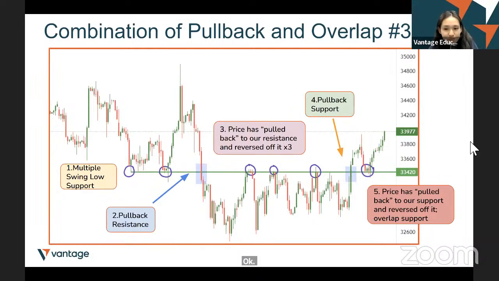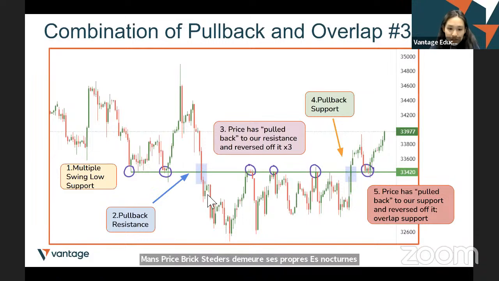Here's another example. Over here we have multiple swing low supports, as you can see from the two circles here. Once price breaks through this level of support, it's now called a pullback resistance because we are expecting price to pull back to this level. Once price pulls back to this level, it's now an overlap resistance.